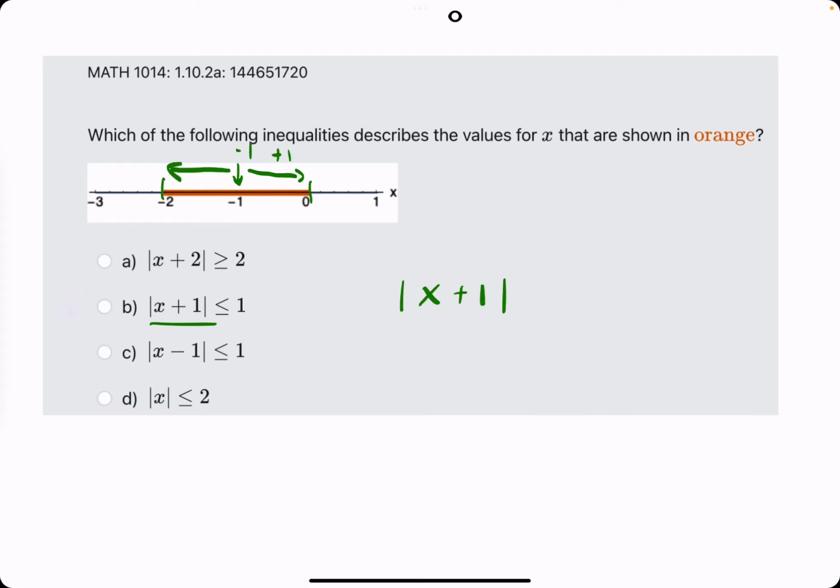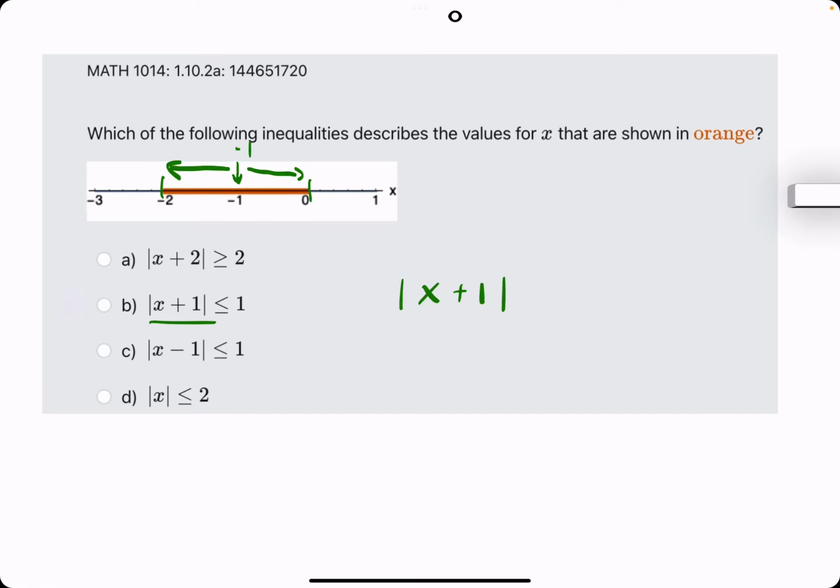And then how far out do you go from the center to the outer bounds? We go +1 and we go -1. However far out you go is the value that should be on the other side of the inequality. So it's almost like the radius of your interval. From the center, how far out do you go? You go 1. And so that radius shows up on the other side of the inequality every time.